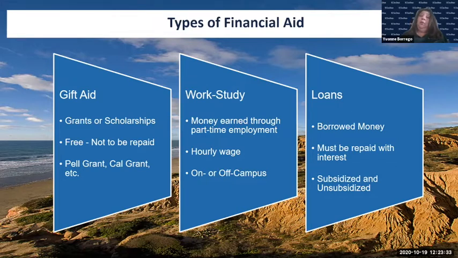Another form of financial aid, or another resource, again keeping that loan indebtedness down, is the work study program. And this is just like a regular job. It's money earned through part-time employment. You're paid an hourly wage. There are on-campus as well as off-campus positions. So again, it's like a regular job.